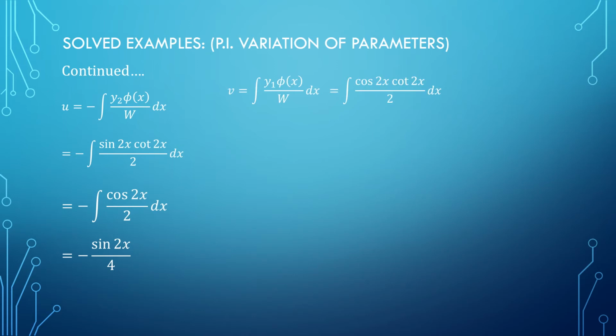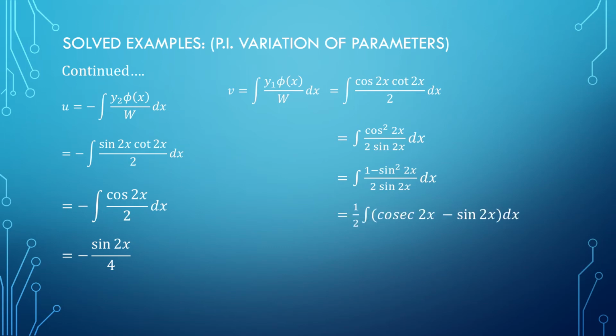Similarly, I can find v. For simplification purpose, we can simplify cos square as 1 minus sin square so that I can use the denominator to simplify. And it results into cosec 2x minus sin 2x. And now we can integrate it.